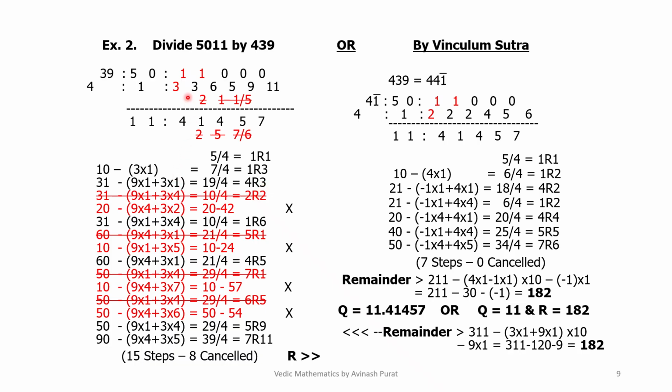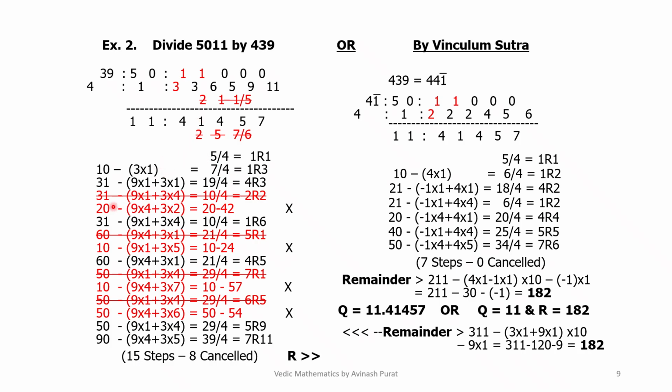Now next is 31 minus dividend minus 9 into 1 and plus 3 into 4, that is 9 plus 12, 21. 31 minus 21 is 10 divided by 4. So we can take quotient 2 and remainder 2.